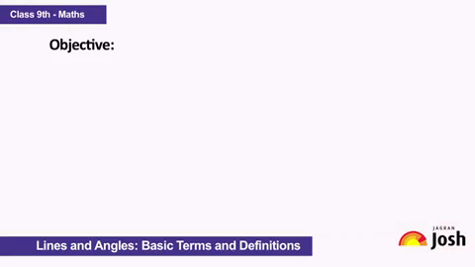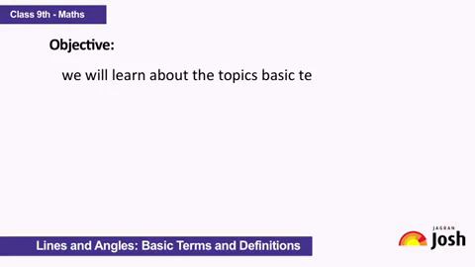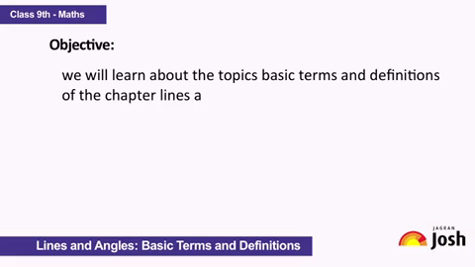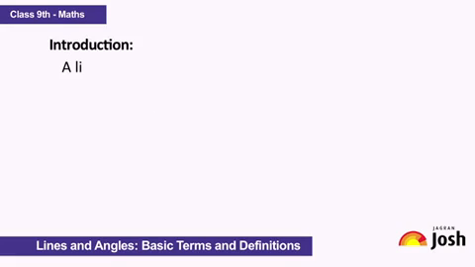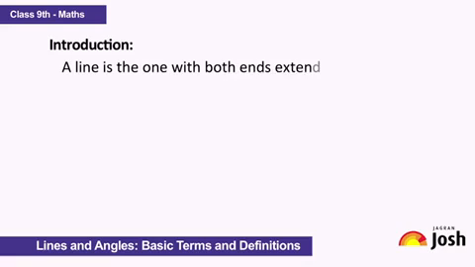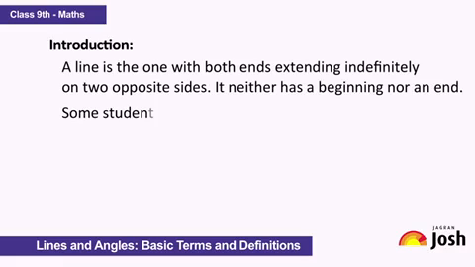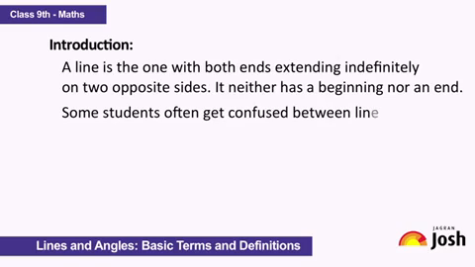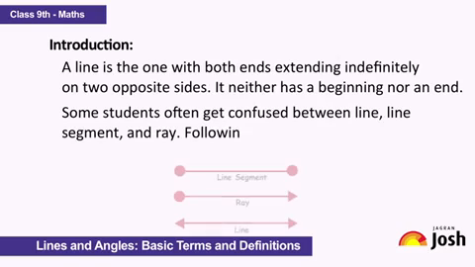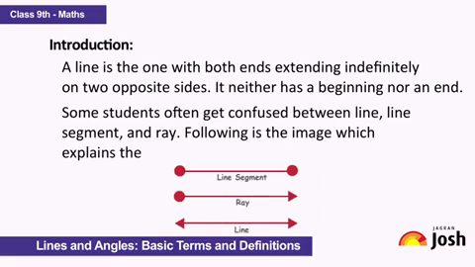In this video, we will learn about the topics, basic terms and definitions of the chapter Lines and Angles. A line is the one with both ends extending indefinitely on two opposite ends. It neither has a beginning nor an end. Some students often get confused between line segment and ray. The following is the image which explains the above said statement.